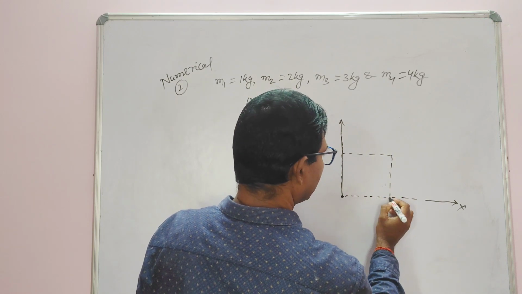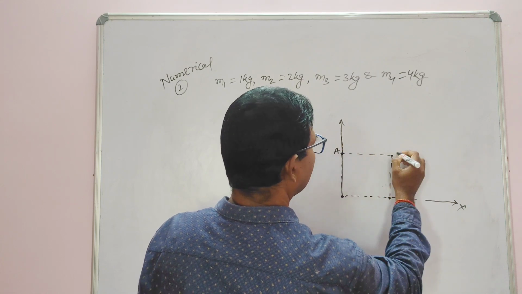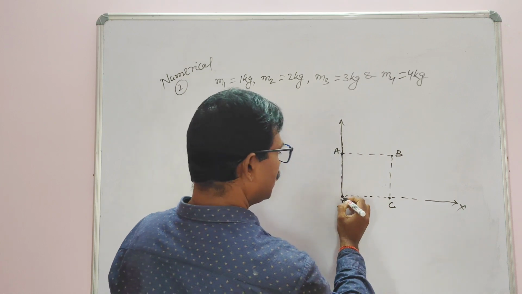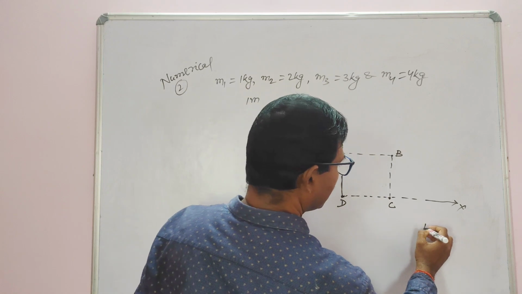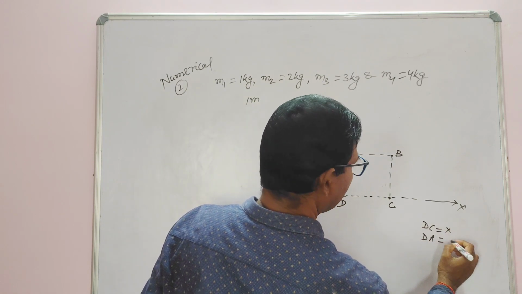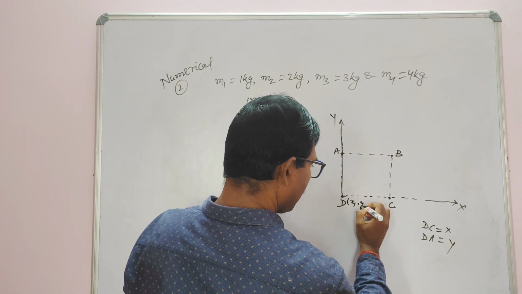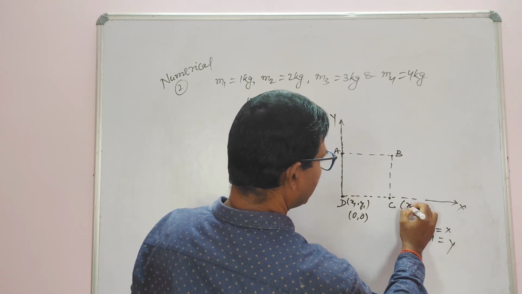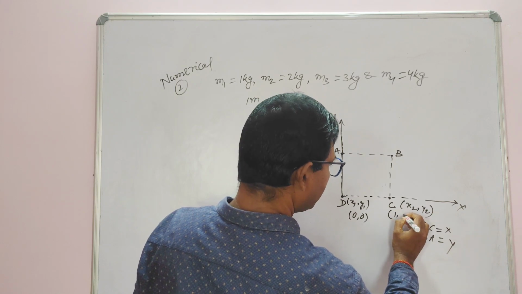Suppose these are the 4 points of a square. Suppose this is A, this is B, this is C, this is D, and you assume D as the origin. DC you are taking as the x axis, and DA you are taking as the y axis. Clear? This is x1, y1, that means 0 0. Here it is x2, y2, it is 1 0.